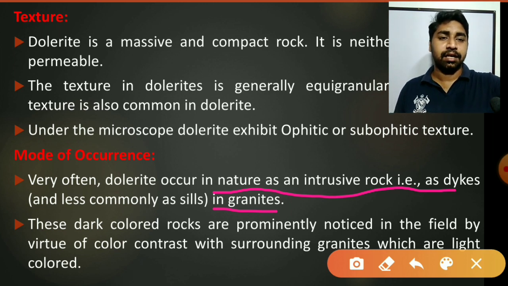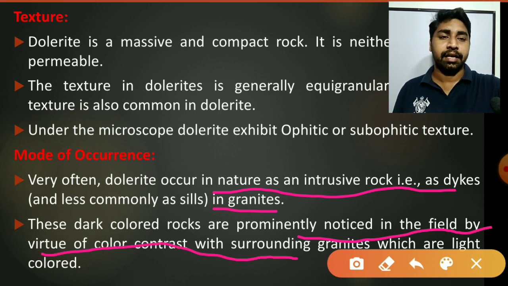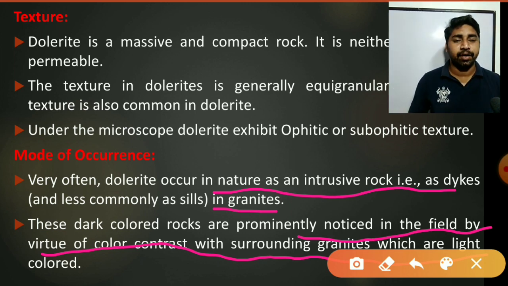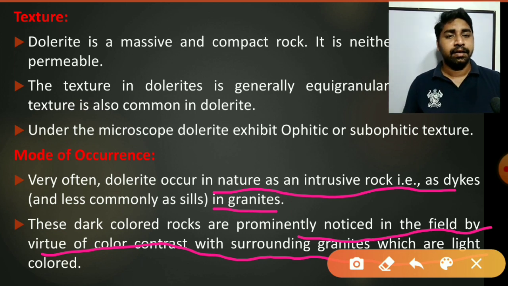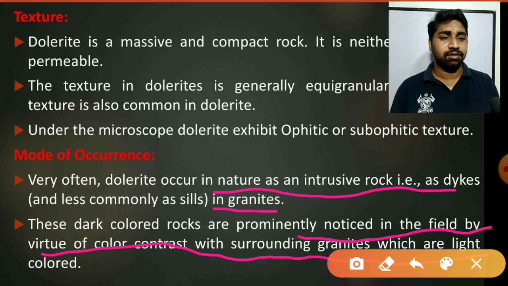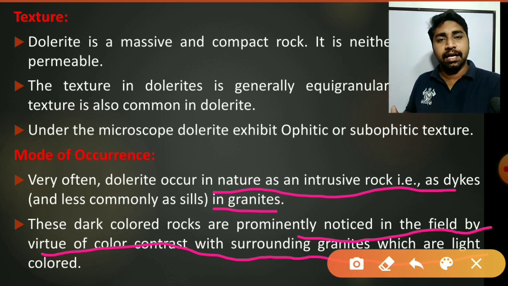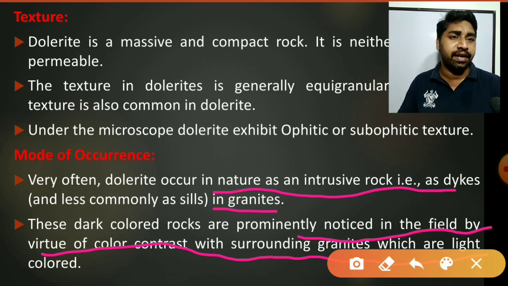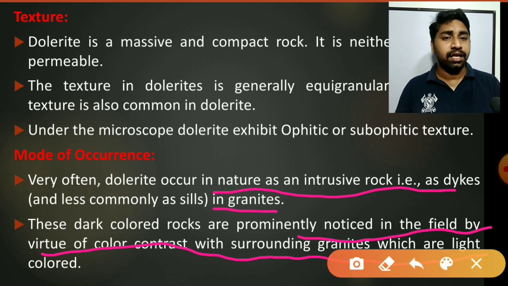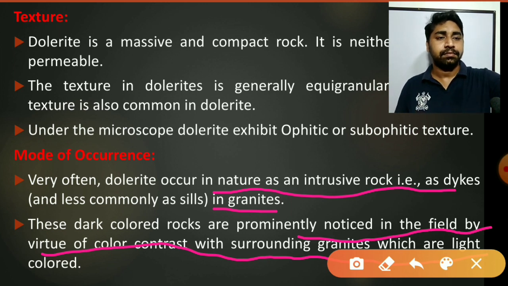These dark colored rocks are predominantly noticed in the field by virtue of the color contrast with the surrounding granites, which are light in color. So these dolerites are easily identified. Why? Because they are dark in color, a dark contrasting color, and they are available with granites. The surrounding granite will be light in color, whereas the dolerite will be dark. That is why it can be easily identified in the field by virtue of its color dominance.